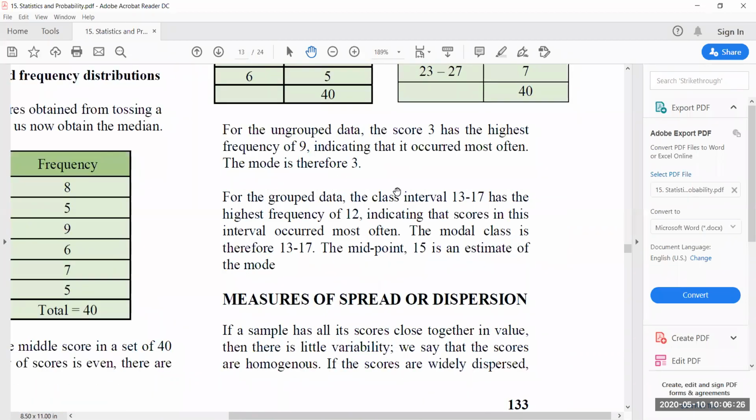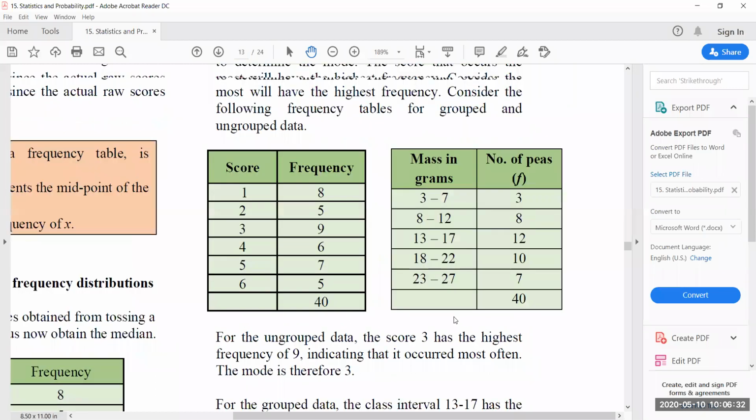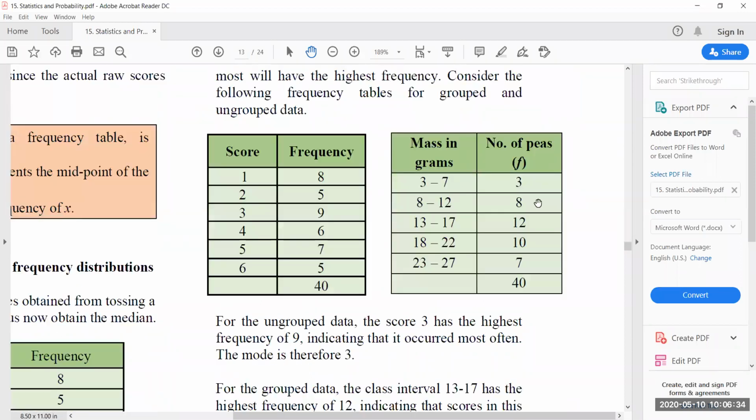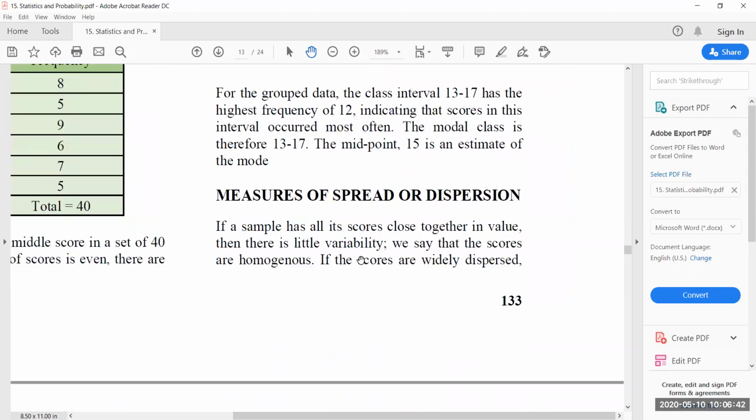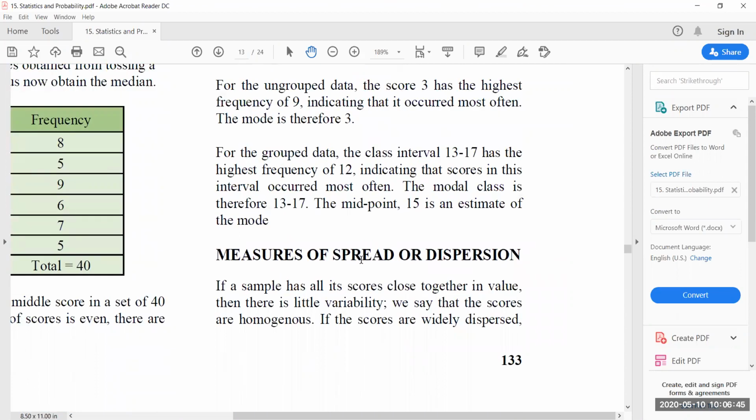For the grouped data, the class interval 13 to 17 has the highest frequency of 12. Let's see here. Yes, so as you can see, 13 to 17 occurred 12 times. So this 13 to 17 score here is the mode. Any questions so far?